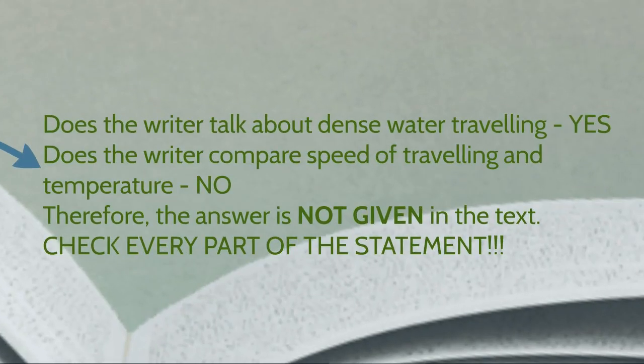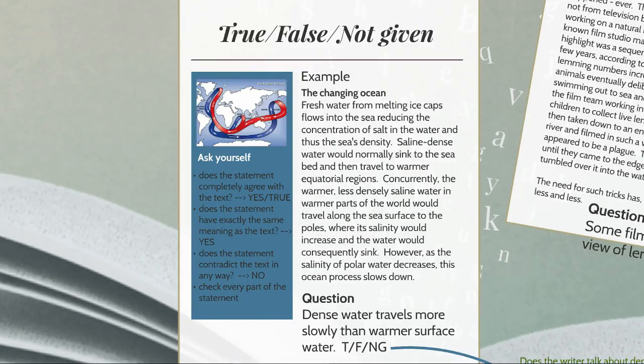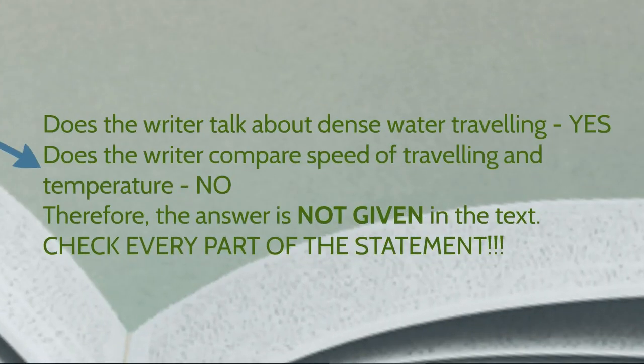So, does the writer talk about dense water travelling? Yes. Does the writer compare the speed of travelling and the temperature? No. Therefore, the answer is not given. It is possible that dense water travels more slowly, but the text does not tell us. The answer is not given.